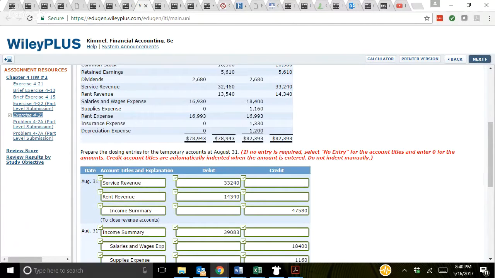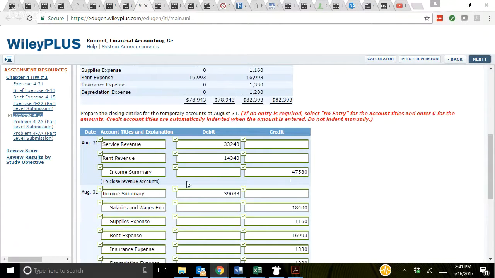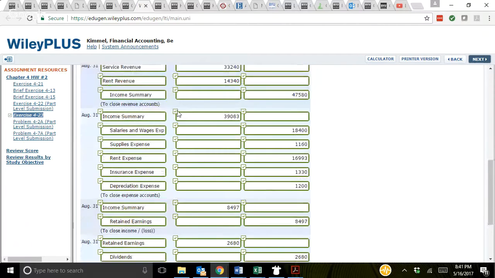So we have service revenue of $33,240, and we also have rent revenue of $14,340. We're going to debit the revenue account for that amount, and credit the income summary. The sum of these 2 numbers is 47,580. So we're adding the service revenue and rent revenue together, debiting it here, crediting it here into the income summary.